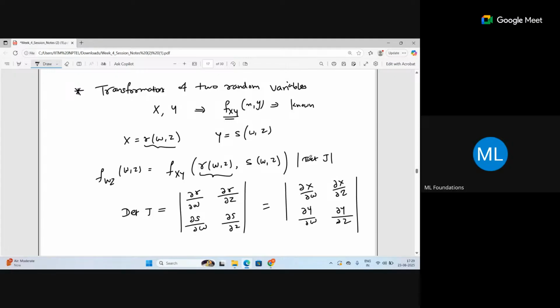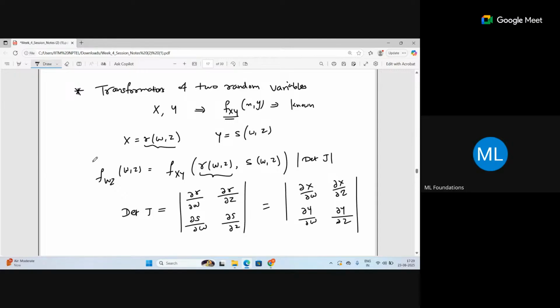And why do we take the determinant? Let's say you have written this row-wise: in the first row I have taken the differentiation with respect to x, and in the second row the differentiation with respect to y. Suppose you take the differentiation with respect to y first, and x later. In that case, if I exchange the rows, what will happen to the determinant? It will become negative; the sign will change. So to accommodate that, we use the modulus here.